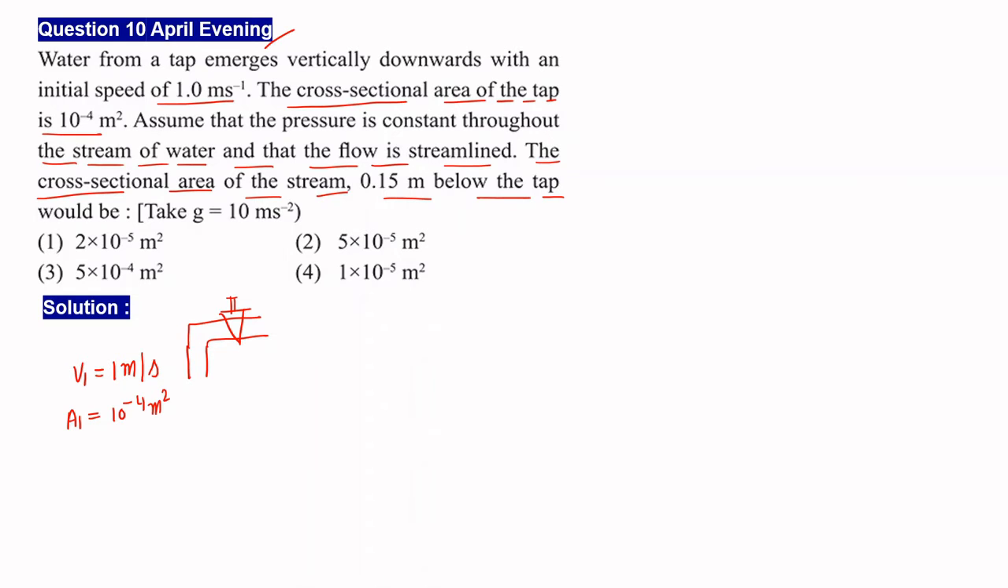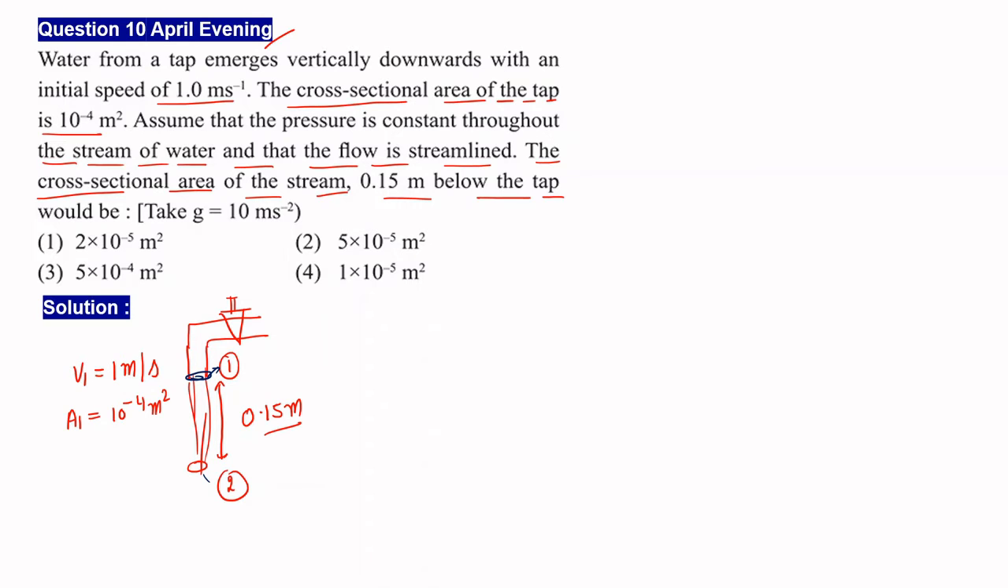It is given that pressure is constant throughout, you can assume it. From here to 0.15 meter, you have to find out the area of the stream, which is water. If you take this as the first point and this as the second point, I can mark it with a different color: this is 1 and this is 2, at 0.15 meter.